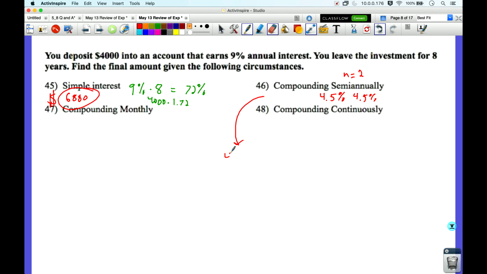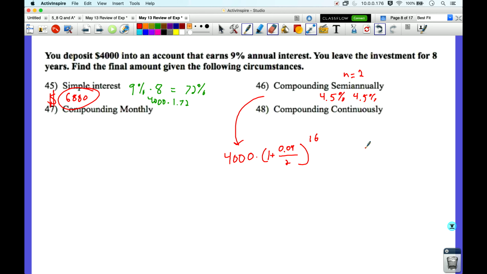You're going to take your 4,000, you're going to multiply it by 1 plus, I forgot to write the 1, 0.09 divided by 2, so that splits our interest into 2 payments, to the power of NT, so 16, because if you get 2 payments per year for 8 years, that's a total of 16 payments. This whole thing can just be plugged into your calculator.